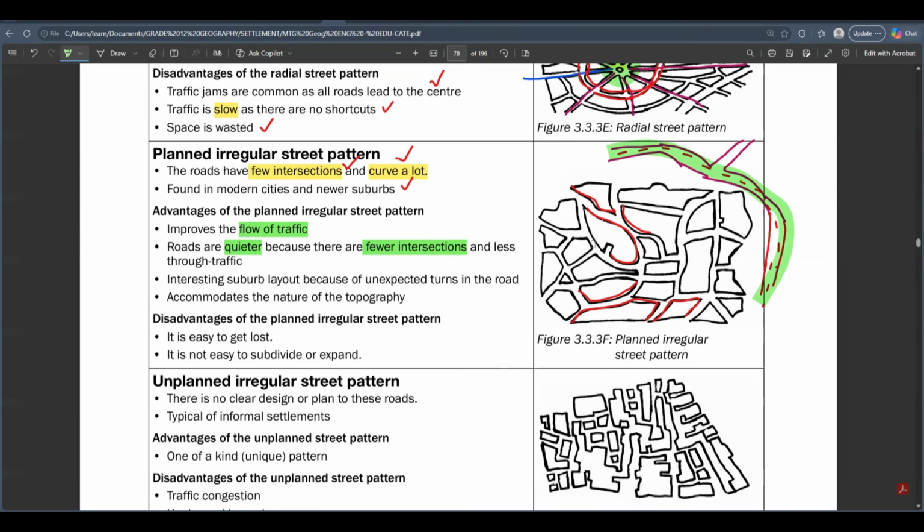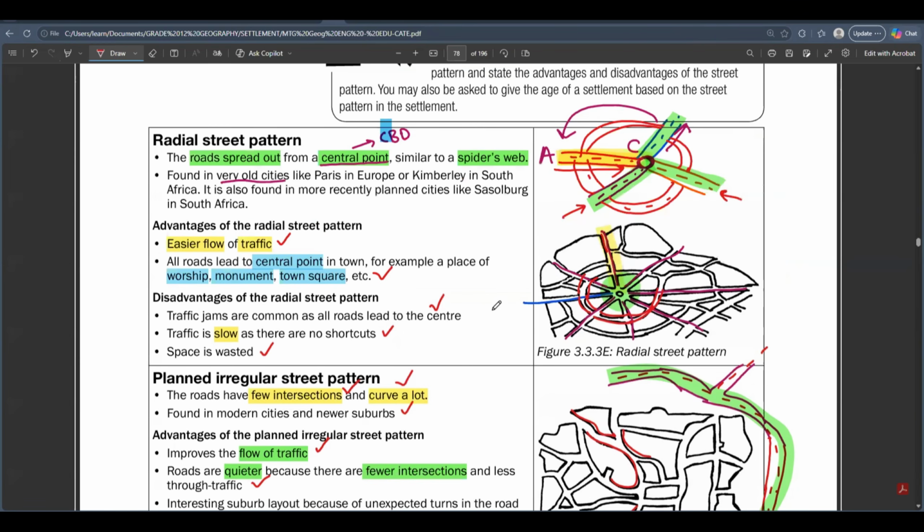There are fewer intersections. If there are fewer intersections, it means that there will be fewer cars coming from the other directions. There's only one road and the cars are only moving in that direction. So it's a bit quieter, and there's less traffic in such a place. And then it's also interesting. They are kind of beautiful compared to the gridiron.